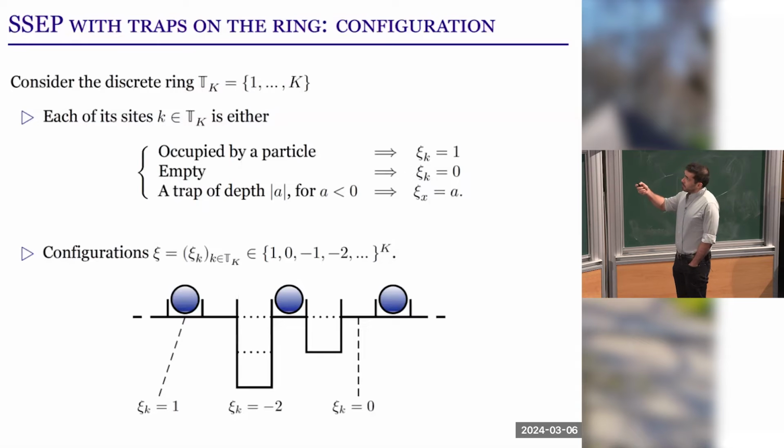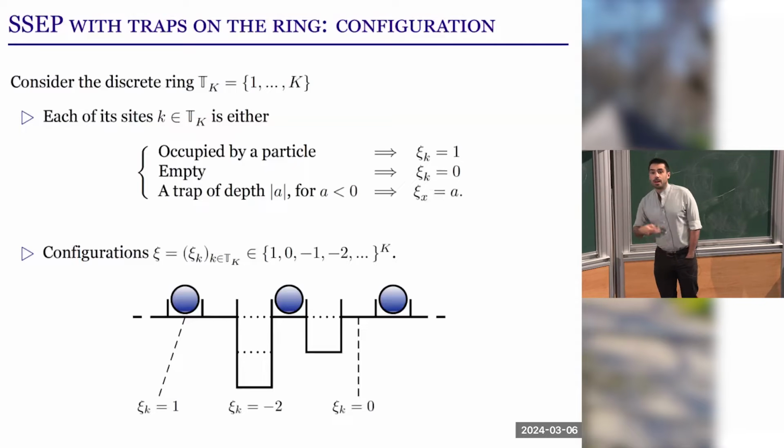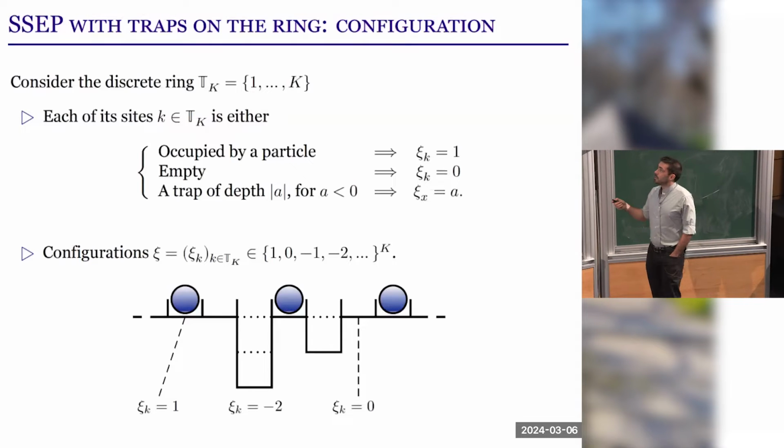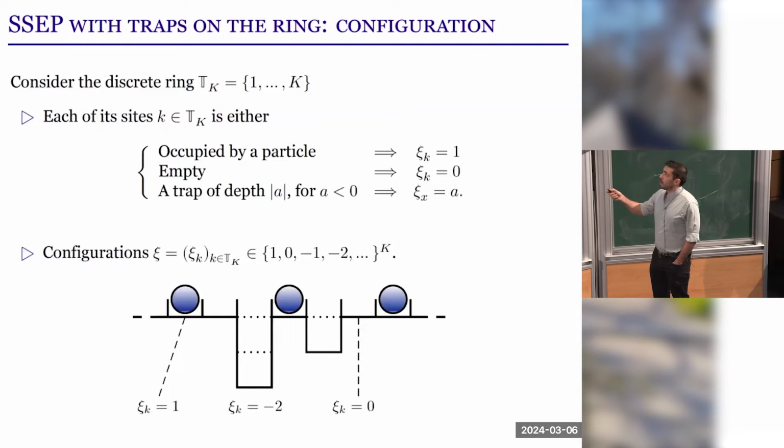In this variant, you still have the option for any site to be occupied or empty. I'm still on the ring of size k. Each site is still either occupied or empty, but you have a third case, which is that the site contains a trap. This trap is characterized by a depth. A here is a negative number, so the absolute value of A is a positive number, and it's going to be the depth of the trap. So here you have a trap of depth 2.